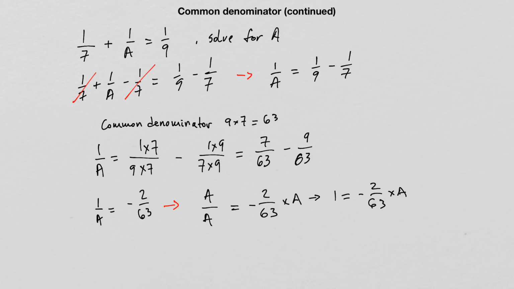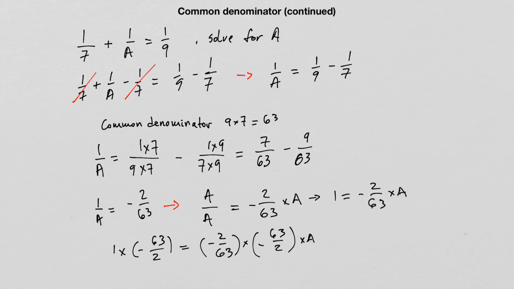So now in order to have a alone on the right hand side, I must take care of the minus 2 divided by 63. I'm going to do that in one step. Basically what I will do is I will multiply by minus 63 divided by 2 on both sides. So let's see what that looks like. So on the left hand side I have 1 times minus 63 divided by 2. On the right hand side I have minus 2 divided by 63 times minus 63 divided by 2 times a.